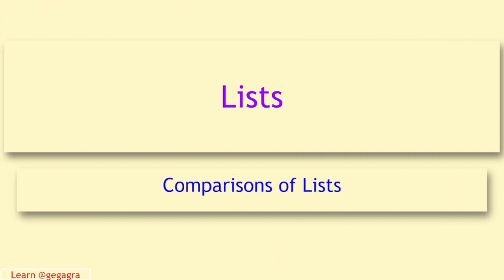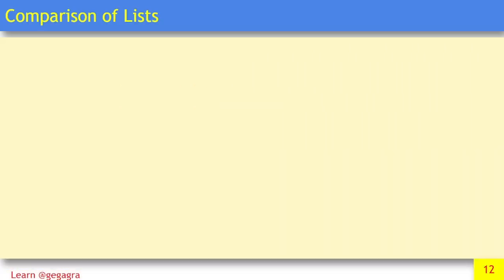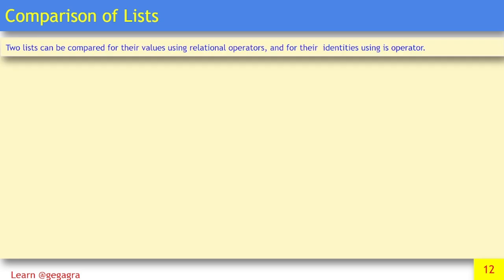So, comparisons of list. See here, two lists can be compared for their values using relational operators. So what are those relational operators? Equal to, less than equal to, greater than equal to, less than, greater than, not equal to, and for their identities using the is operator. So is plays a very important role. We'll discuss this also here.